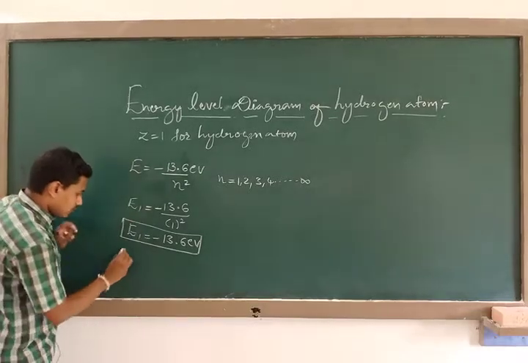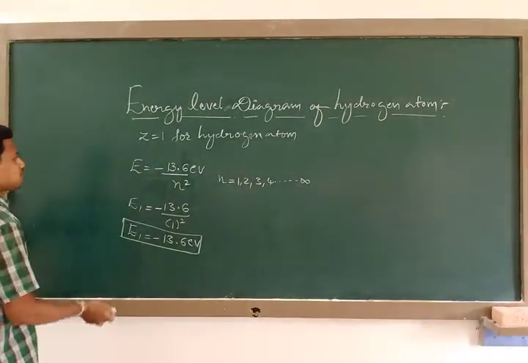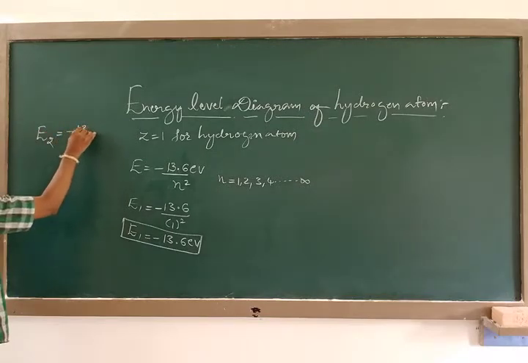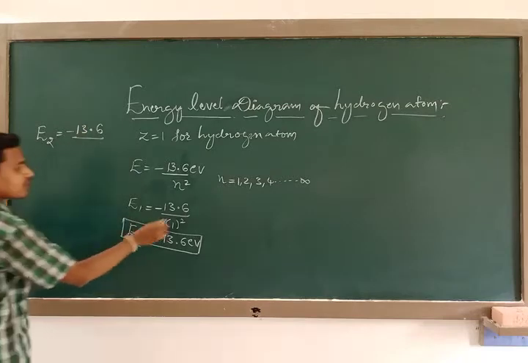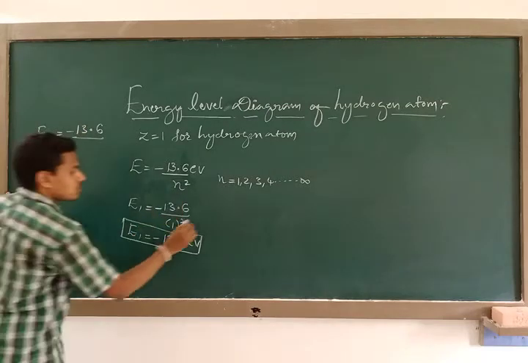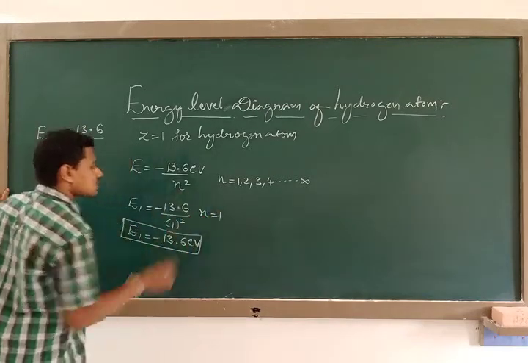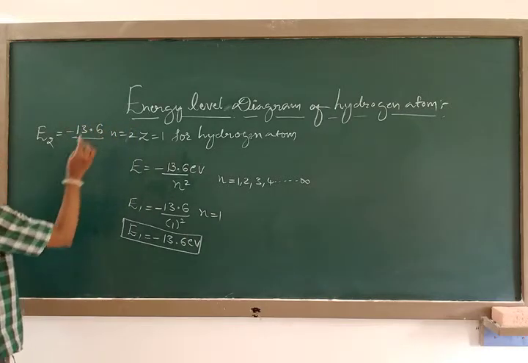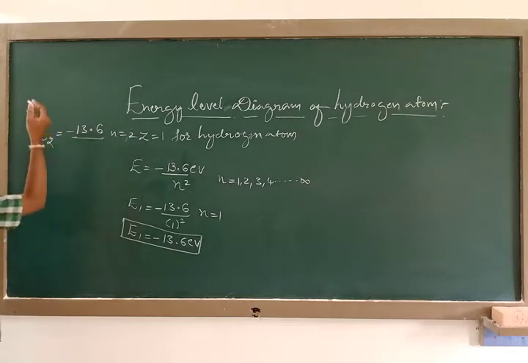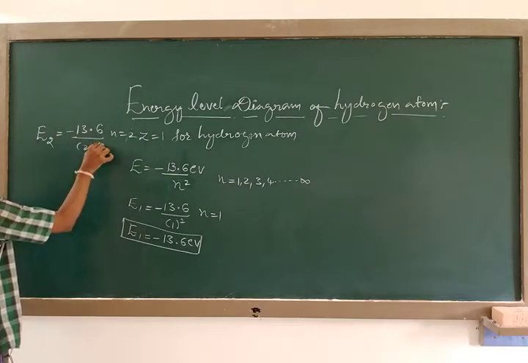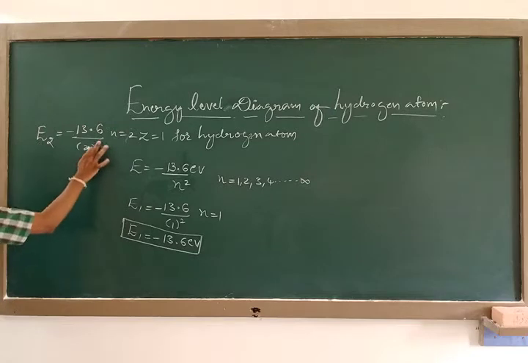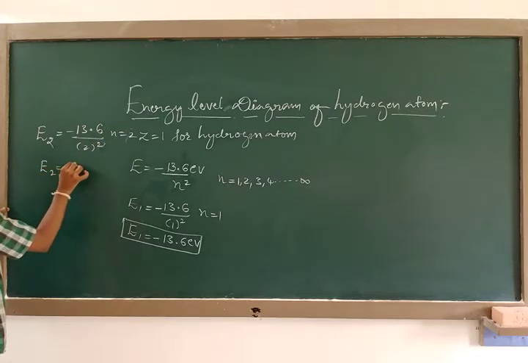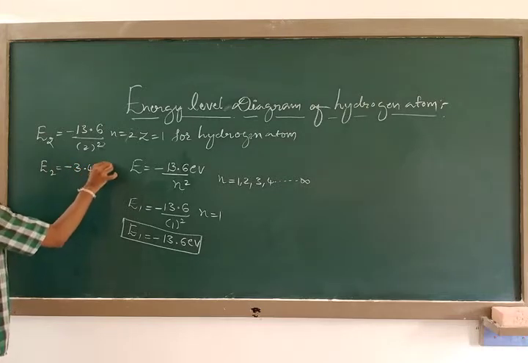So if I take the energy of the second orbit, E2 is equal to minus 13.6 divided by n square, and the value of n becomes 2. Here it is for the second condition, when n is equal to 2. For the second orbit, what is the energy of the electron? That will be minus 13.6 by 2 square, so this value will be nearly equal to minus 3.4 electron volt.